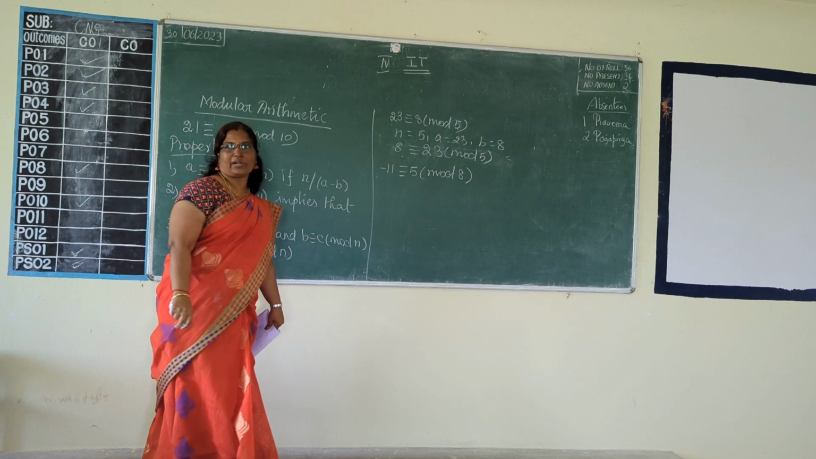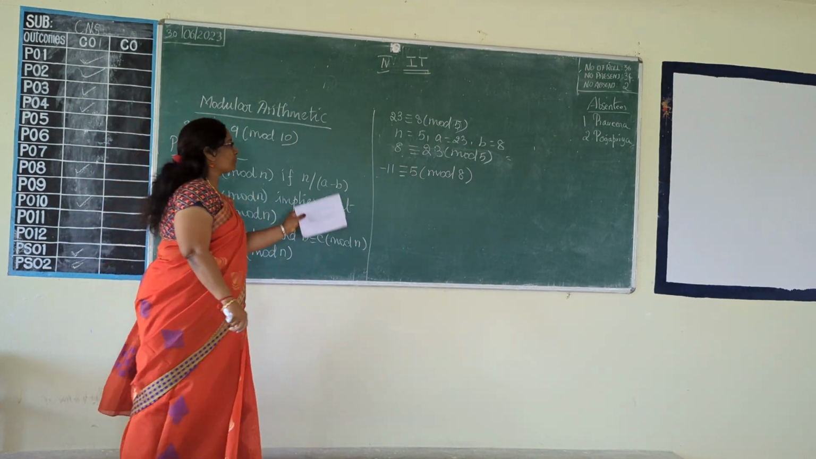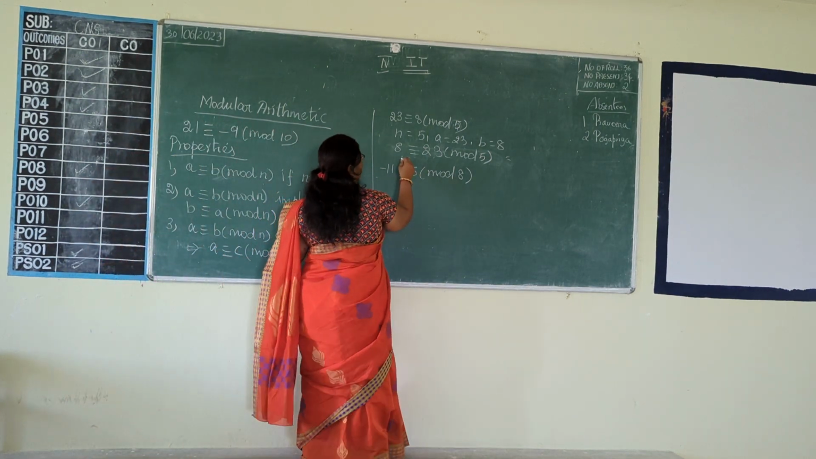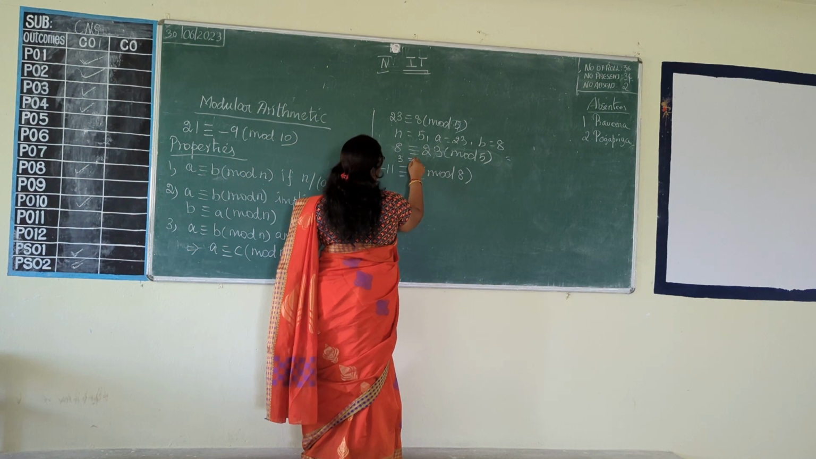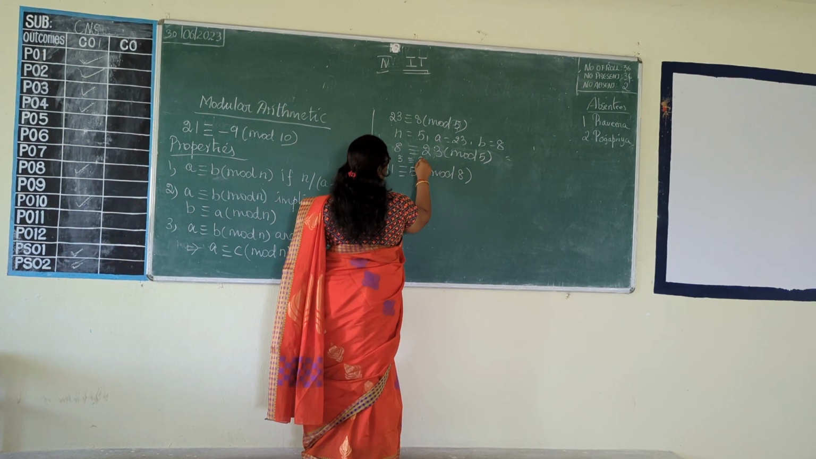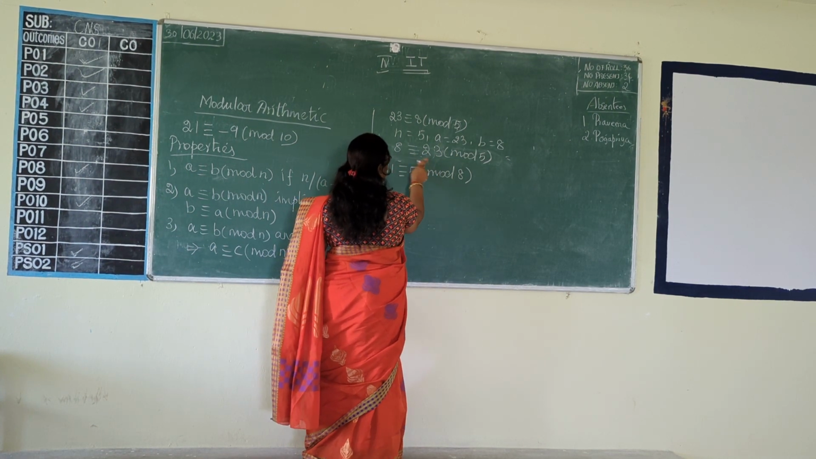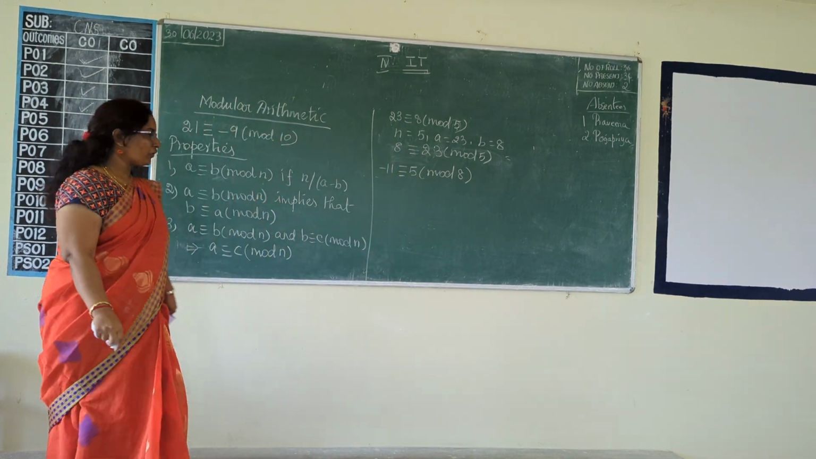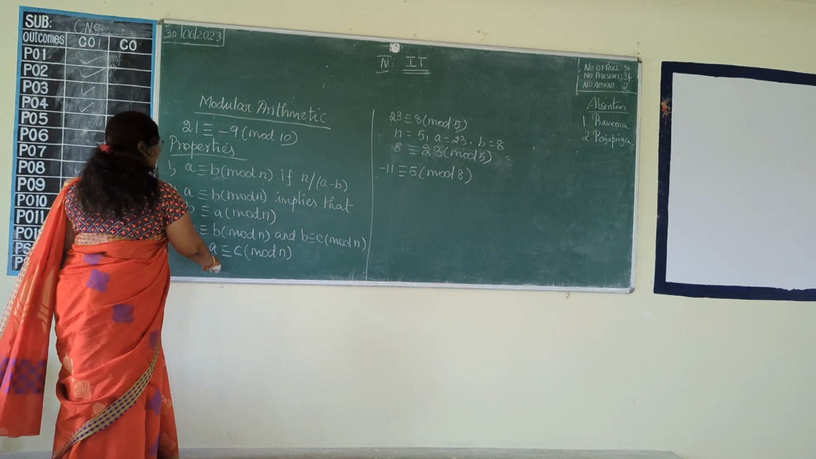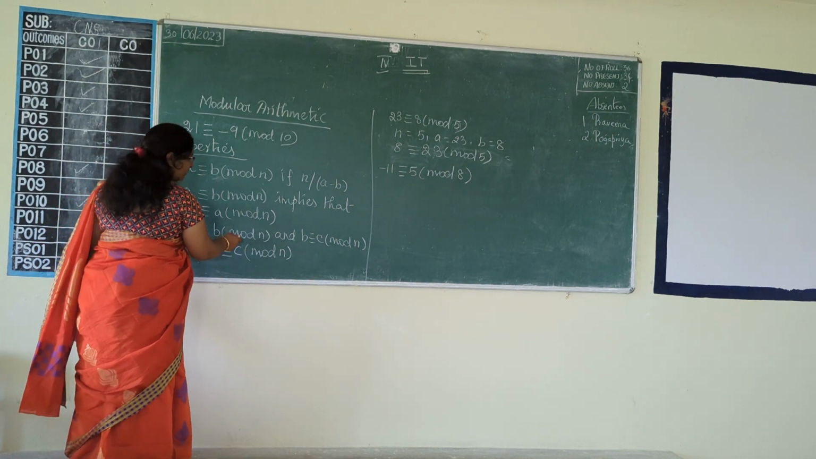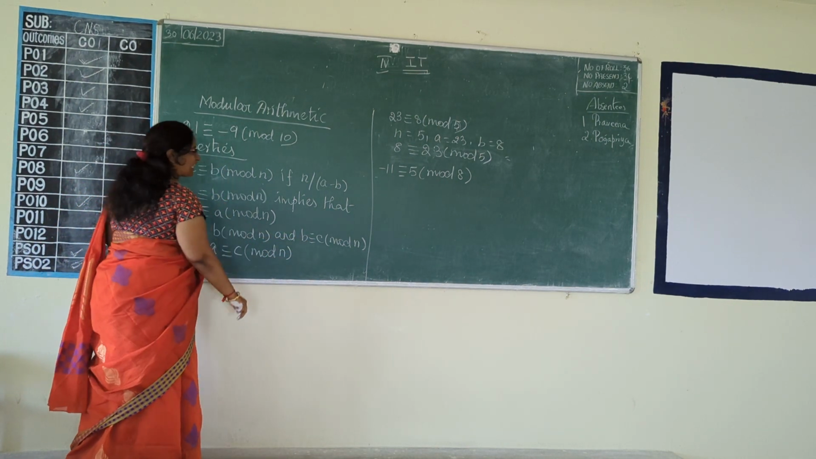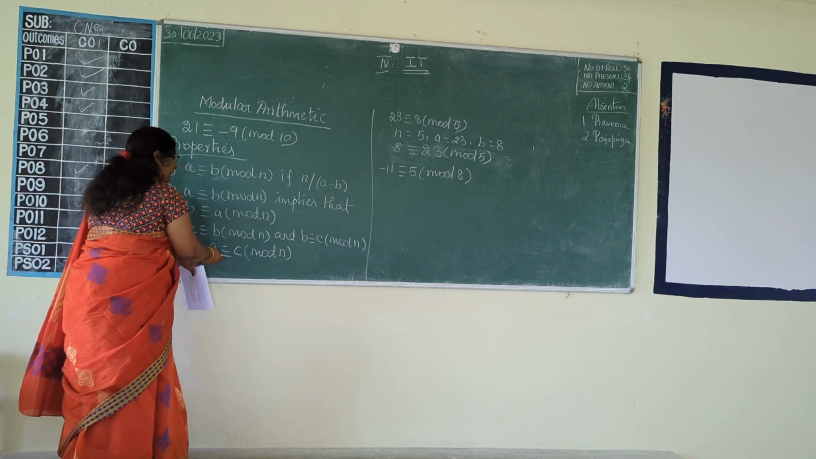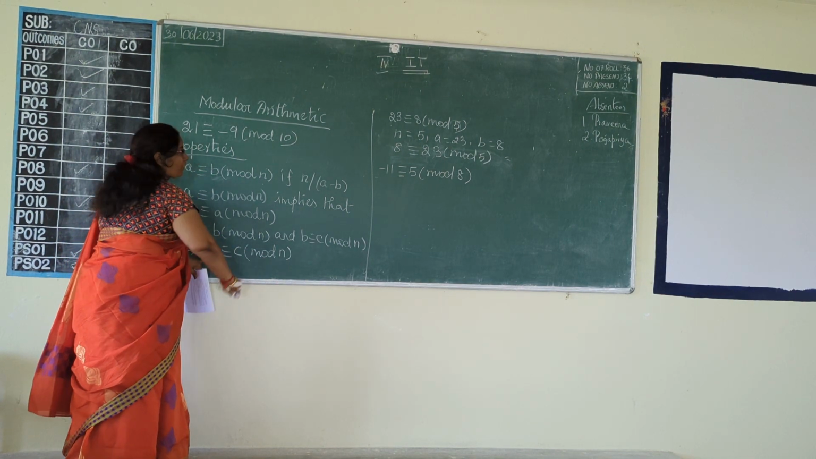8 is congruent to 23 mod 5. So 8 mod 5 is 3, and 23 mod 5 is again 3. So the second property goes correctly. What about the third property? A is congruent to B mod n and B is congruent to C mod n. Then I can write A is congruent to C mod n.